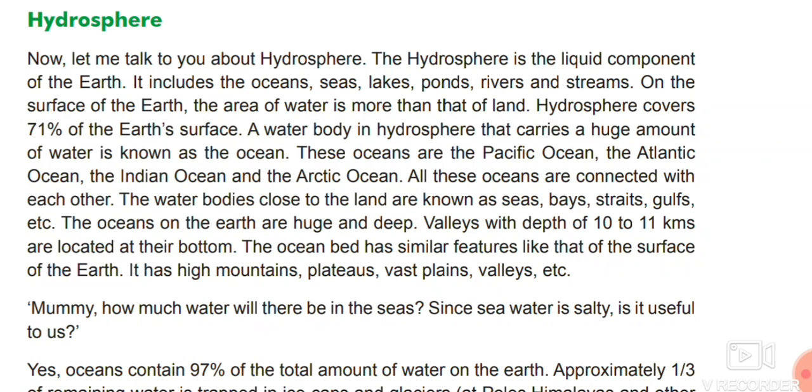Even the ocean bed has mountains, plateaus, vast plains, valleys, etc. So don't think that only the land surface is having such kind of landforms, but on the ocean bed also we have such kind of landforms.